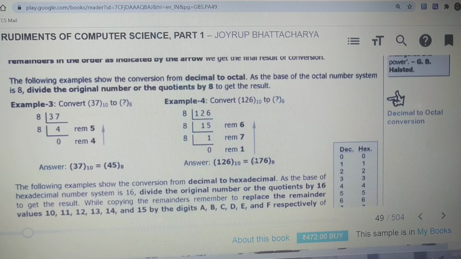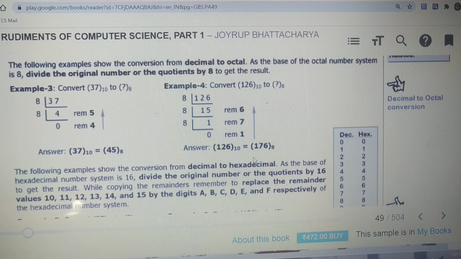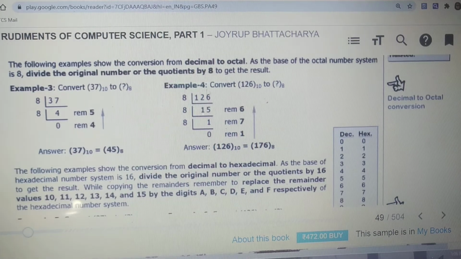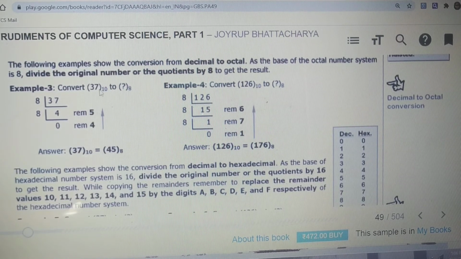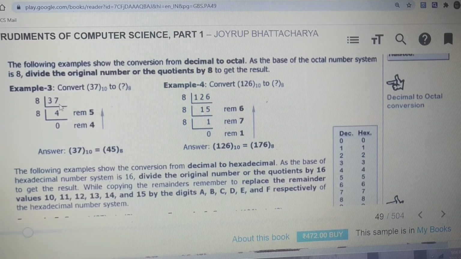Okay, now coming to the topic, that is convert decimal to octal. So how will we convert? The base is what? Octal means base is 8. So we convert from base 10 to base 8. Whatever number is there, we try to divide it by 8. So 37, the same example we have taken, 37. We are trying to divide it by 8.